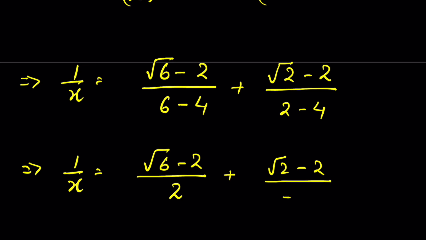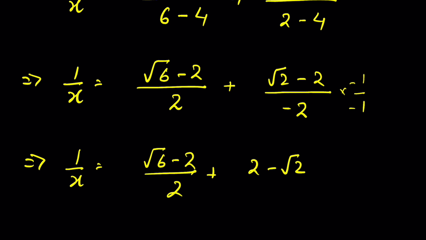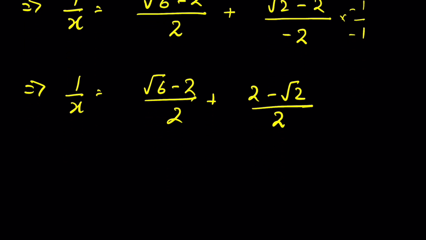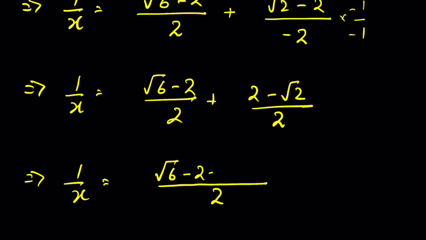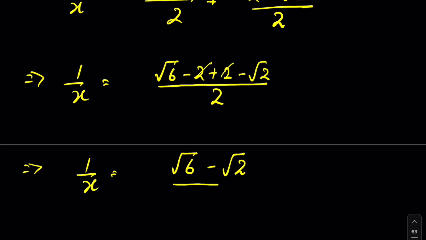2 minus 4 is minus 2, so we multiply and divide by minus 1. So it becomes 1 upon x is equal to square root of 6 minus 2 upon 2, plus 2 minus square root of 2 upon 2. Now 2 is the common denominator. So 1 upon x is equal to, we can add here 2, then square root of 6 minus 2 plus 2 minus square root of 2. This minus 2 and plus 2 get cancelled. Or 1 upon x is equal to square root of 6 minus square root of 2 upon 2.